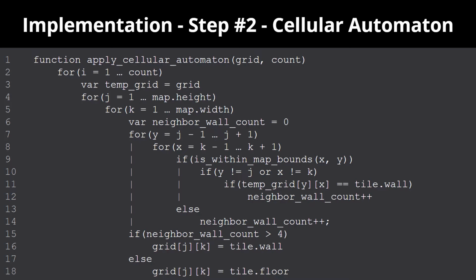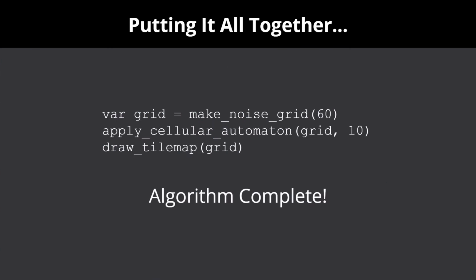This procedure of scanning each cell and its neighbors will continue until we reach the bottom right portion of the map for the specified number of iterations. Now let's put it all together.